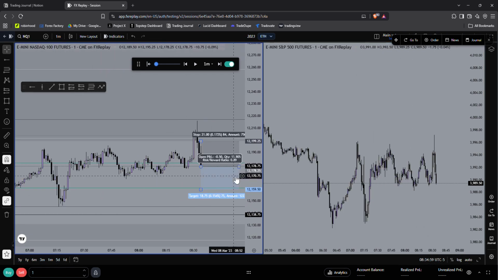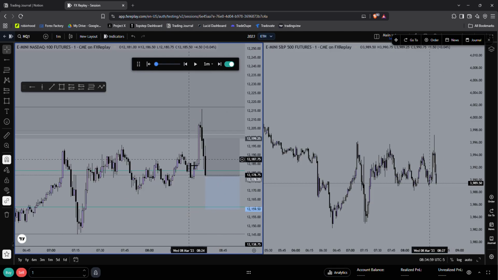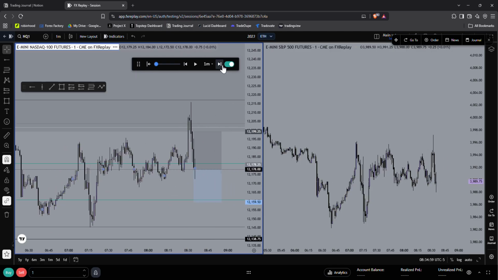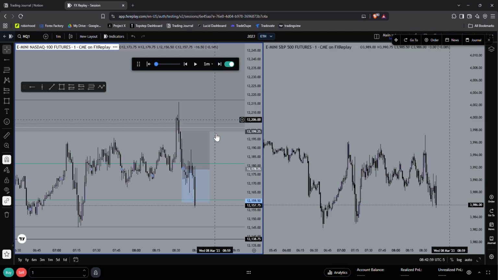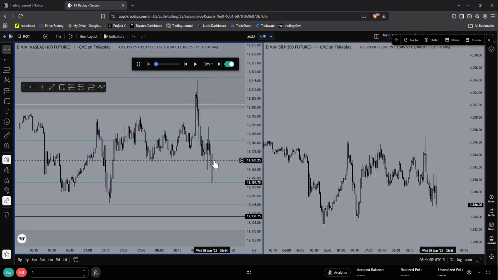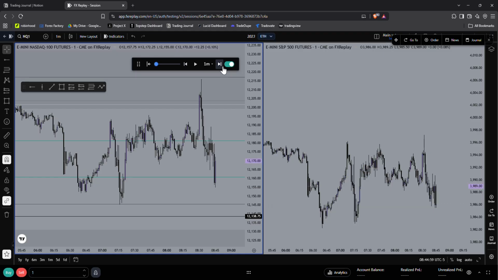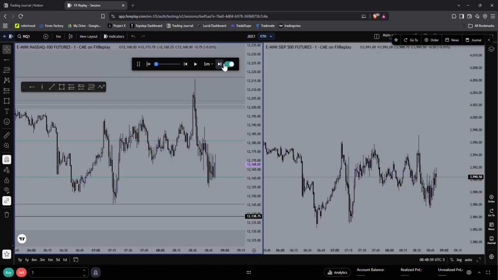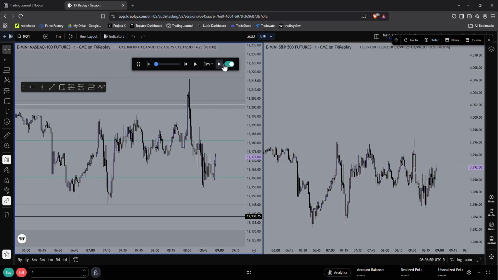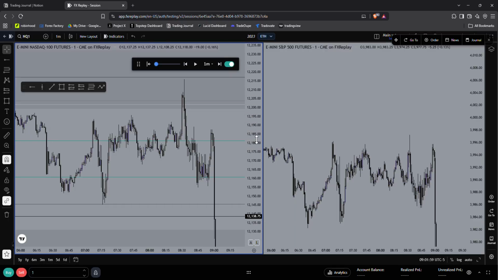I'm going to fade this, to be honest. I don't like the way the higher time frame structure looks. And of course it plays out. I don't know if I can go on, really. Okay, buddy. Oh my gosh.